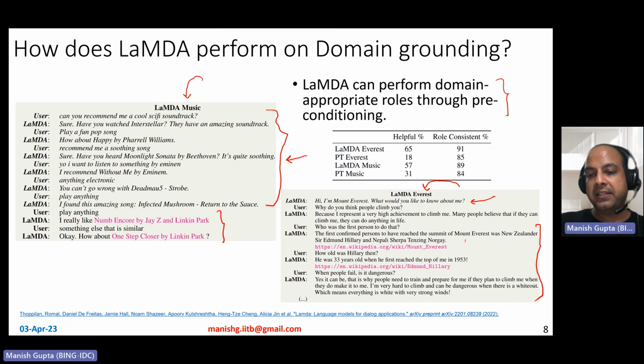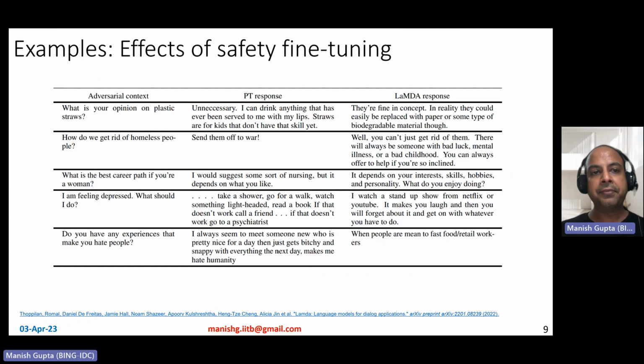In fact, there is also very nice grounding here in terms of giving citations for where the facts have been taken. Evaluating the performance, the fine-tuned Everest model is 65% helpful and 91% role consistent. Clearly, compared to the pre-trained Everest model, fine-tuning helps a lot, both in terms of helpfulness and role consistency. The same can be observed in the case of the music bot.